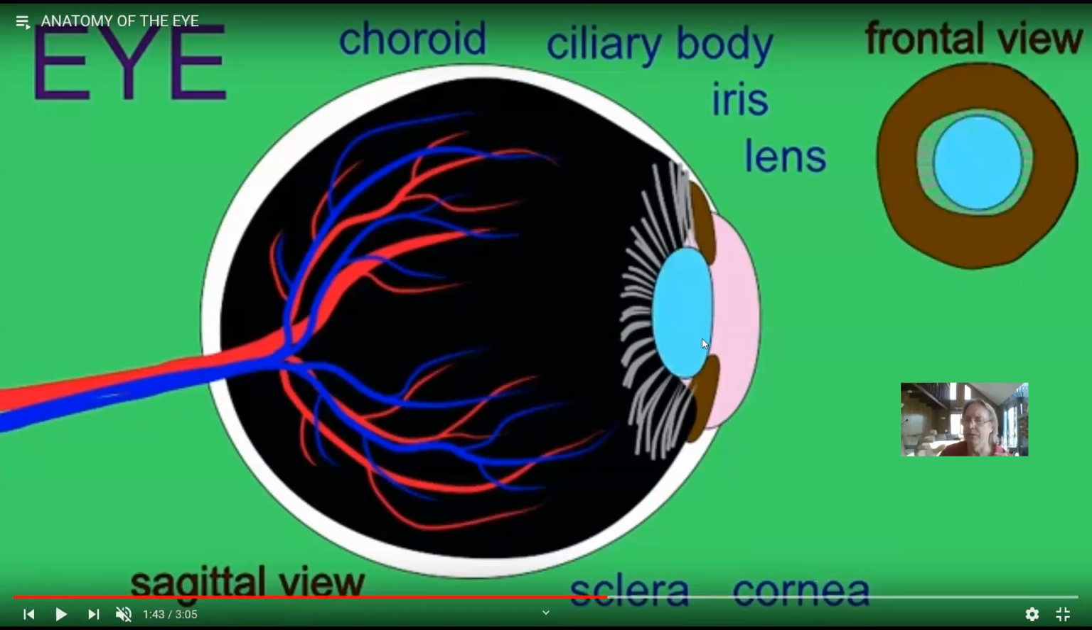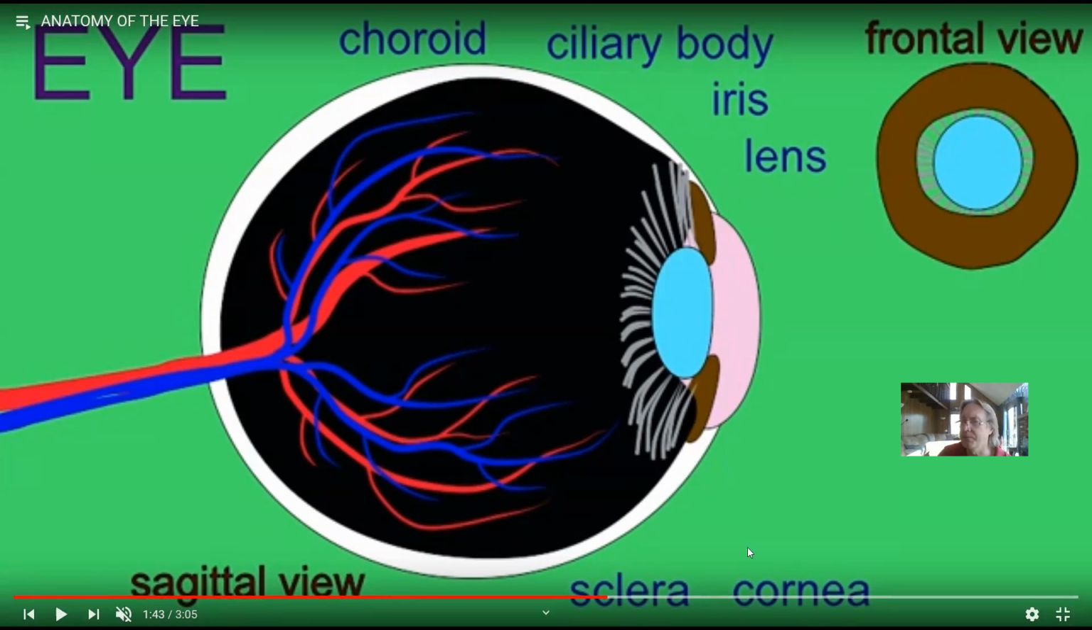Then next the lens, and I apologize when I first started. So there are 3 layers of the eye. I said 4, but I just know there's 4 things I want to talk about. So 3 layers and then the lens. I apologize. So the lens is here being held by the ligaments.